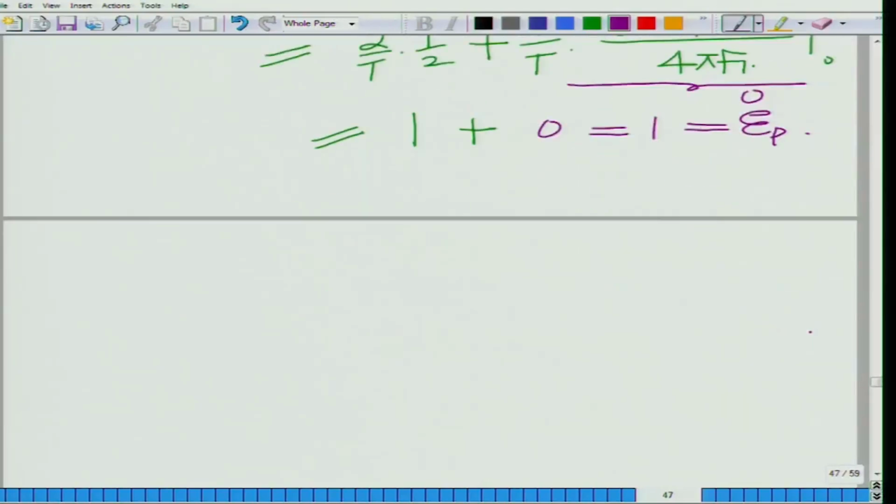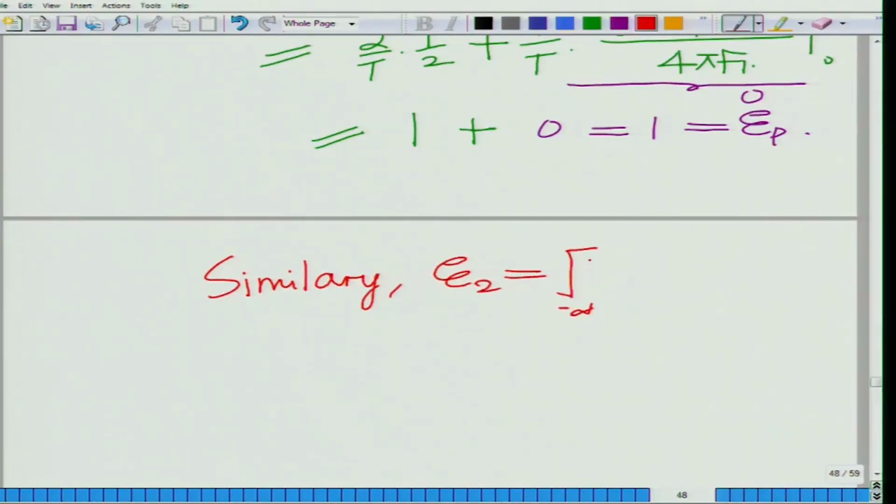Similarly, if you look at the energy of pulse 2, naturally that is also similar, E2 equals the integral from minus infinity to infinity of p2 squared(t) dt, that is equal to 1, that is equal to Ep.